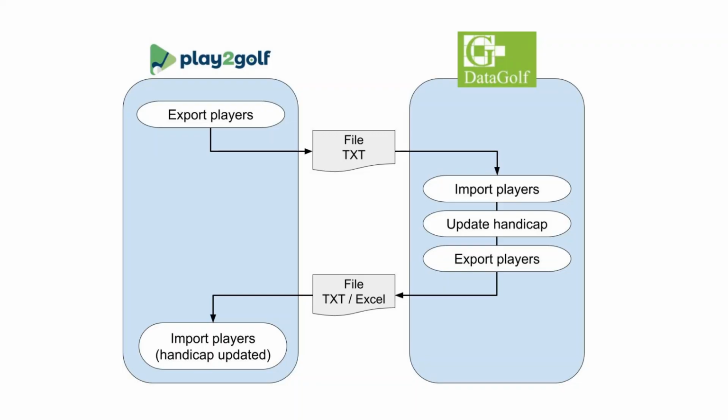In official competitions, players must have their official handicap assigned so that their playing handicap can be calculated. We are going to use the connection that Data Golf has with the Golf Federation database to obtain the official handicap of the players. Then we will import this information into Play2Golf. This is the summary of what we are going to explain next. From Play2Golf we will export the players to a TXT file, which we will import in Data Golf. We will update the player's handicap. We will export the information to a TXT file, and we will import it in Play2Golf.